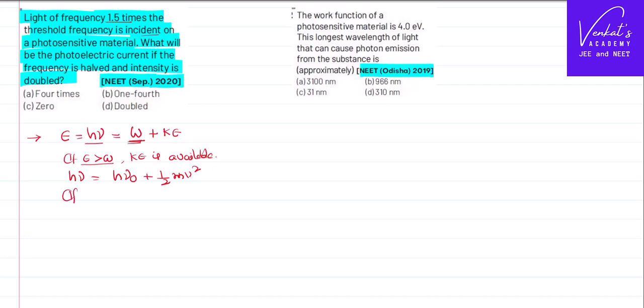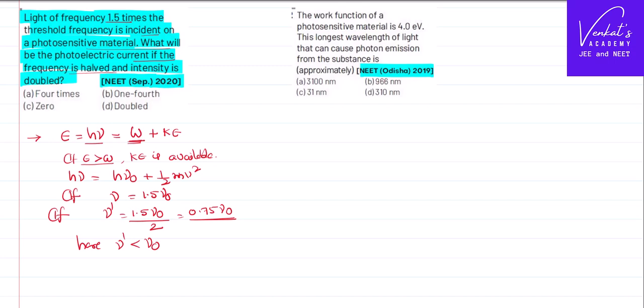If the incident frequency is 1.5 times the threshold frequency on a metal surface, there is some photoelectric effect. He is asking, what is the photoelectric current if the frequency is halved? The original frequency is 1.5 times the threshold frequency, and halved, that is 0.75 times nu naught. So in this case, the incident frequency is less than the threshold frequency. 0.75 means 3/4 of it.